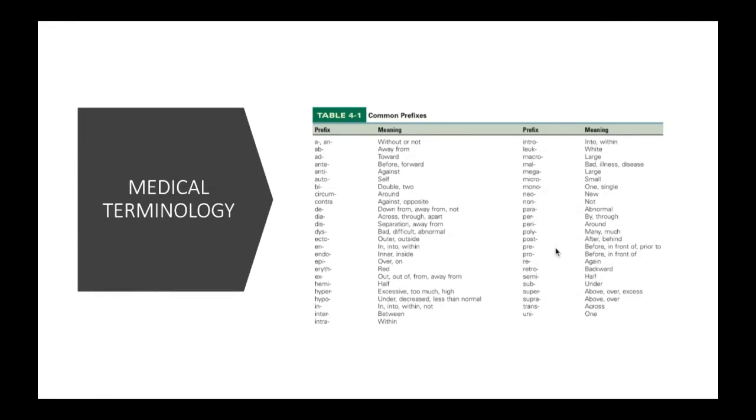Semi is half, uni is one, supra is above. Intro is into, within. Leuko means white when we look at our pathologies. Mega, large, micro, small, and so on. So again, spend some time on your prefixes for your medical terminology because it's going to help you. You're going to read a question and it may have a prefix in front of the word, and it will easily help you pick out the answer when you're reading the question.